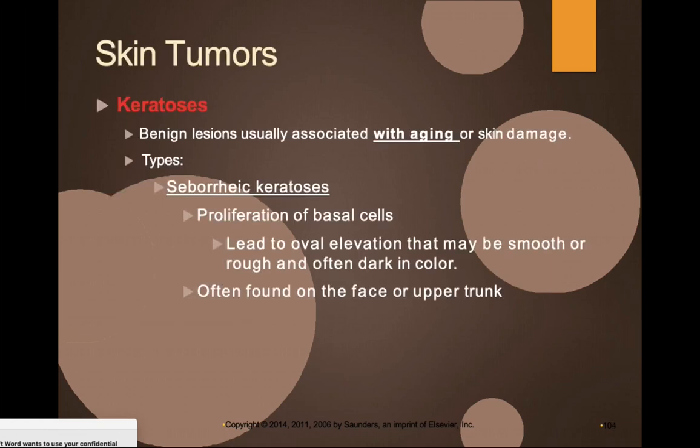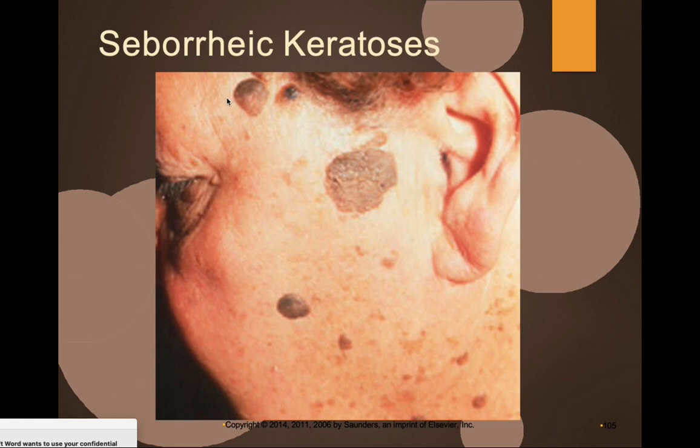Okay, let's look at some skin tumors. Keratosis. These are benign lesions that are usually associated with aging or skin damage. There is seborrheic keratosis. So again, this is with age. It's the proliferation of basal cells. It leads to an oval elevation. It may be smooth, it may be rough, sometimes dark in color. It can be found on the face or in the upper trunk. So typically they call these age spots.